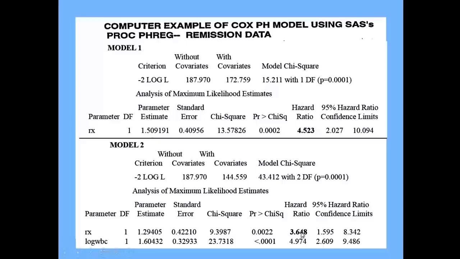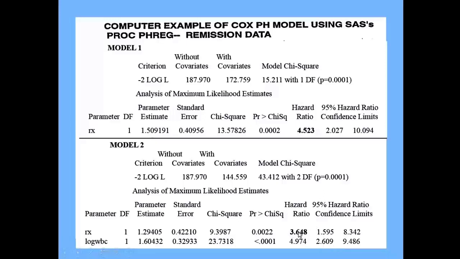By the way, I did change the way I presented this data a little differently, because if you may recall, when I described e to the beta previously, this was called risk ratio, but the way the updated output looks, it says hazard ratio. It's still e to the beta, that's how it's computed. So I just try to represent this in the form that the computer actually shows it to you. And it also gives you the confidence intervals around the 3.648.